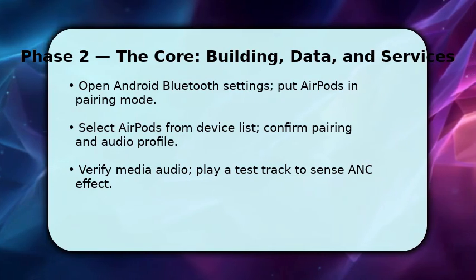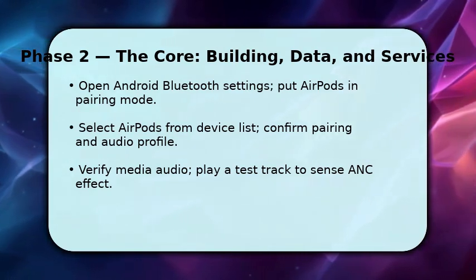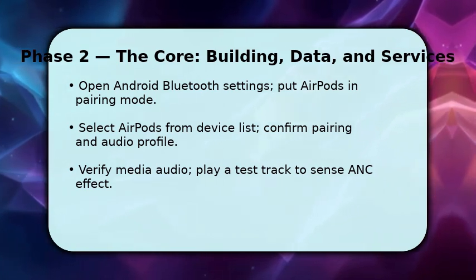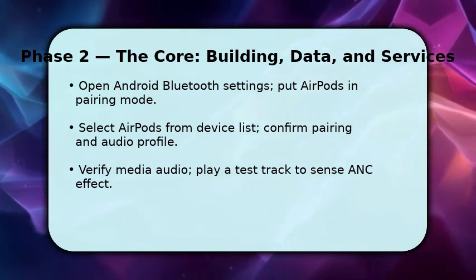Next, pair the AirPods with your Android phone. Put the case button in pairing mode, then select the AirPods from Bluetooth on Android. Make sure media audio is enabled so music routes correctly.